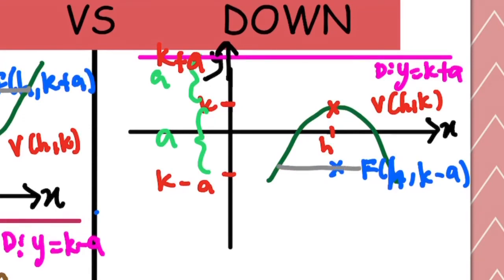Now let me show you the latus rectum. You just connect these two endpoints of the parabola, going through your focus. So this is now your latus rectum. So the length is 4a.